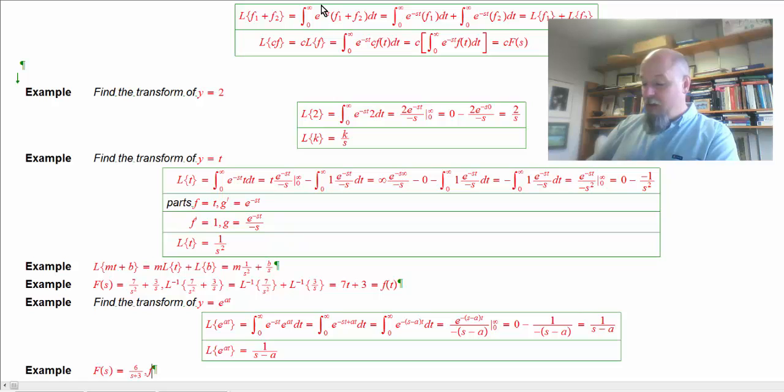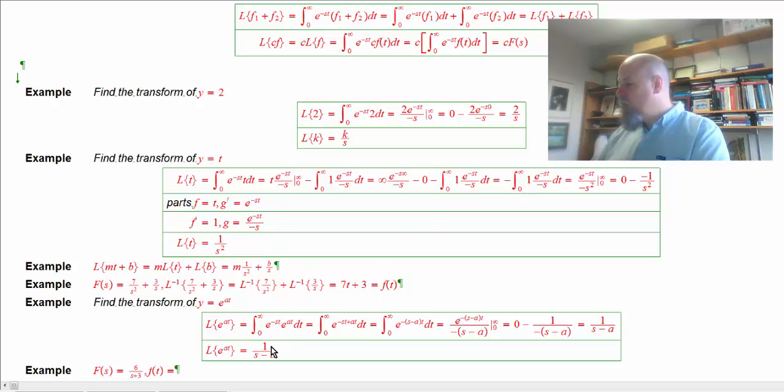Then I can see that f of t must be equal to, okay, it's 1 over, so that 6 is just a constant. If I'm matching s plus 3 to s minus a, the a must be minus 3, so this would be e to the minus 3t. So we can take the inverse transforms using this definition as well.